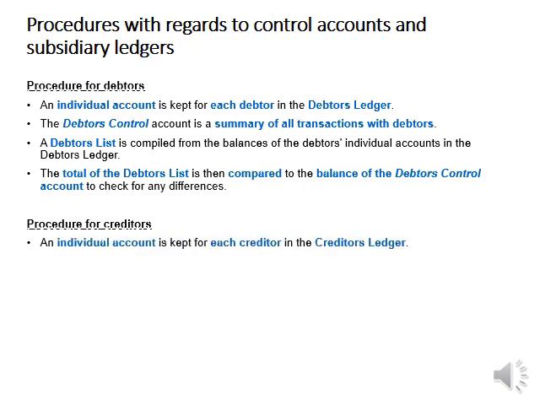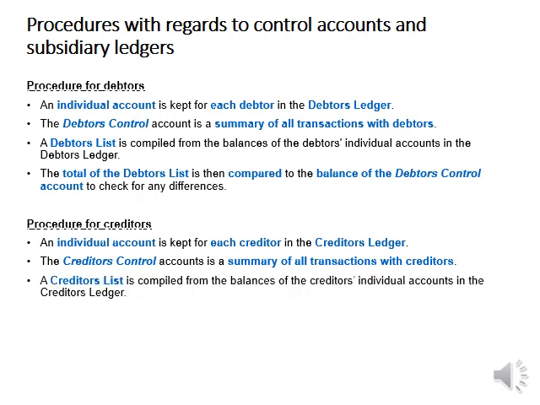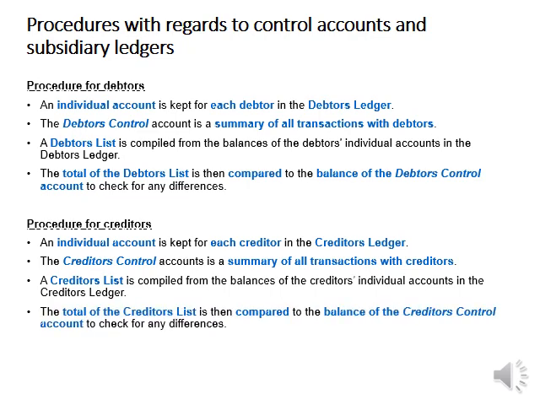Procedure for creditors. An individual account is kept for each creditor in the creditors ledger. The creditors control account is a summary of all transactions with creditors. Again, whatever happens in creditors control must also happen in the creditors ledger. A creditors list is then compiled from the balances of the creditors' individual accounts in the creditors ledger. The total of the creditors list is then compared to the balance of the creditors control account to check for any differences. Again, if there are differences, there might be errors and omissions that then need to be fixed.